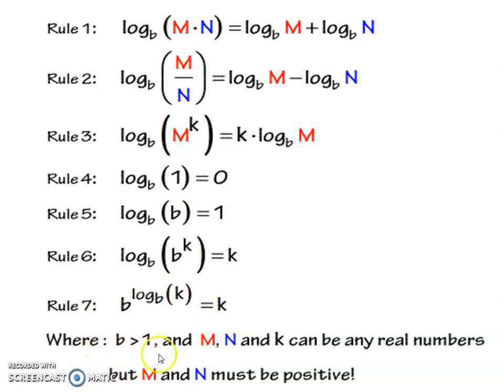Where b is greater than 1 and m and r and k may be any real numbers, but m and n must be positive. In all the logarithmic chapters, the function or number we take must always be positive. Be clear about that. Log of a negative term in brackets is not possible.